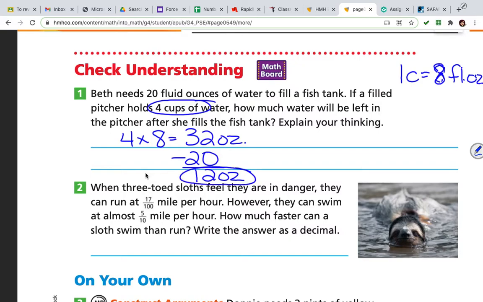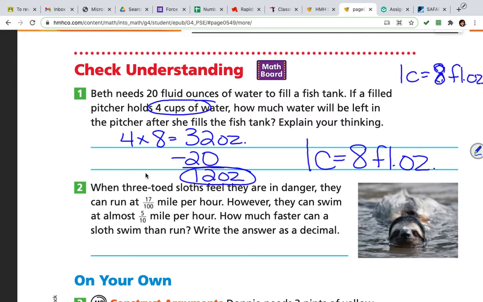You needed to know that 1 cup equals 8 fluid ounces. The pitcher can hold 4 cups, so we could get 32 ounces of water from the pitcher. We pour in 20 ounces. She's still going to have 12 ounces left in her pitcher.